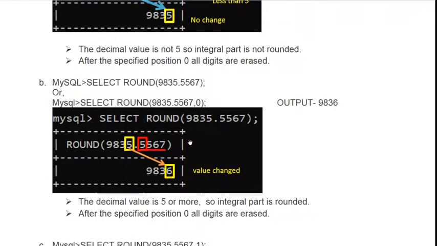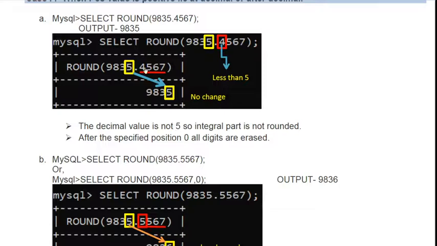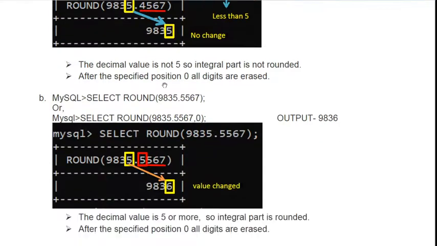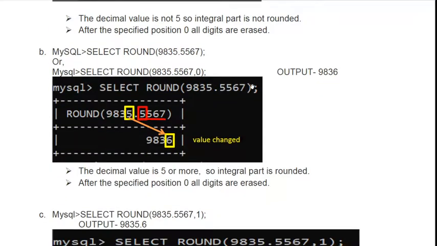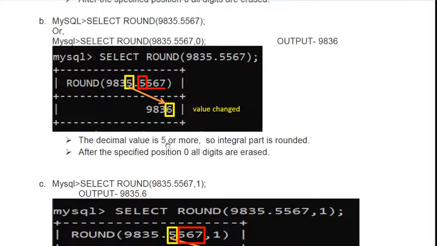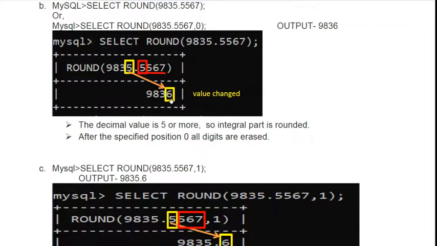Next example, if this number is not 4, it is 5 or more than 5, then see the example. So this time we have taken 5. So if this is 5 or more, that's why it will be rounded. So the integral part 5 will be rounded. So the last digit of the integral part, 5, will be rounded to 6. And all decimal digits are erased.